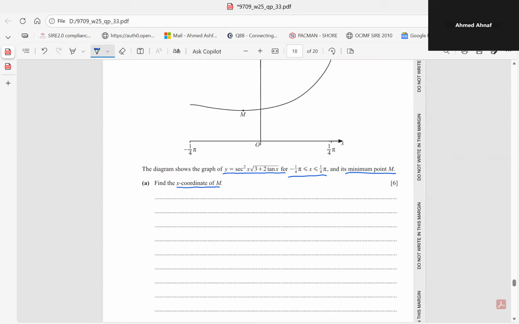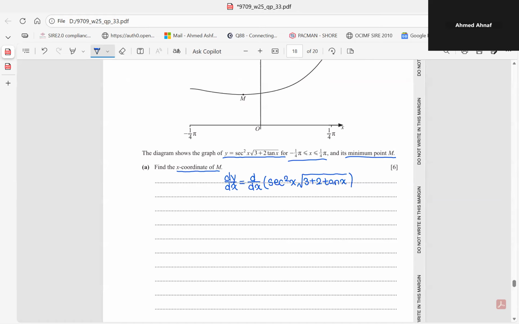Okay, so since M is a minimum point, immediately you should think, oh, stationary point. So dy/dx equals 0. So let's evaluate our dy/dx. To find your dy/dx in here, you can see that this function is not a very nice function. It's in fact a product of two other functions. So in this case, we have to use our product rule.